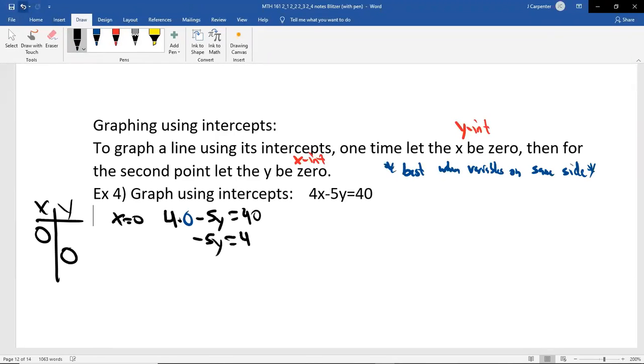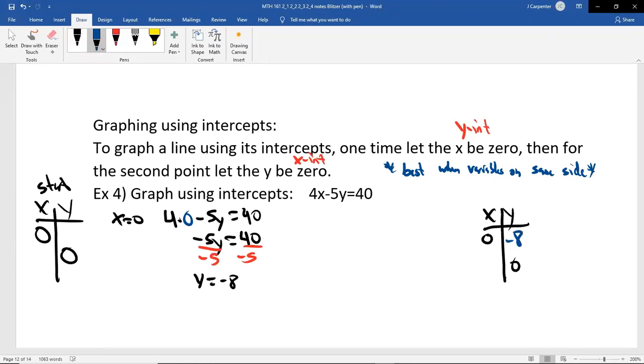That is one of the strengths of the intercept method. When you plug in zeros, something's going to immediately go away, and you're going to get a pretty simple looking equation. Divide both sides by -5, and we get y equals -8. And on the right side, I'm going to show my completed table of values. So this is what we start with. When we plugged in x equals 0, we get y equals -8.